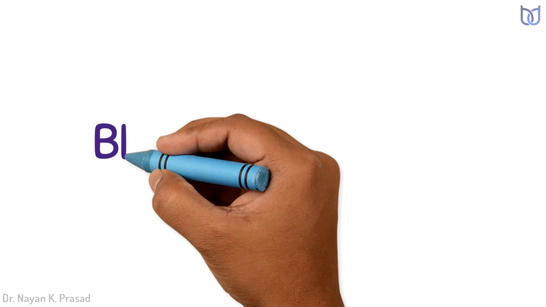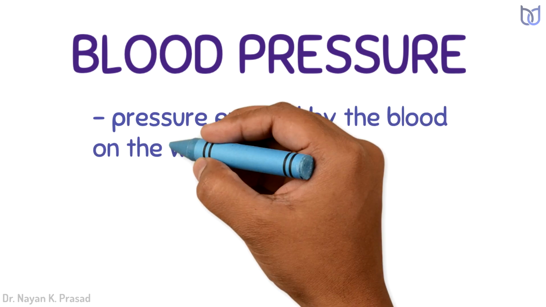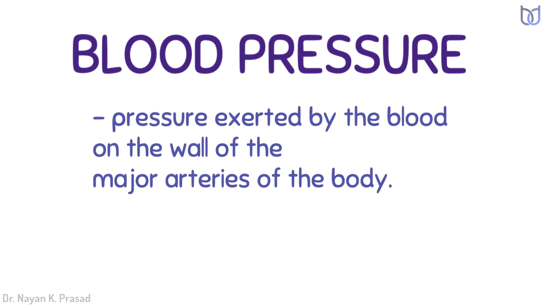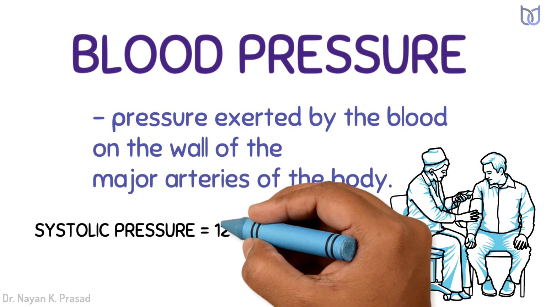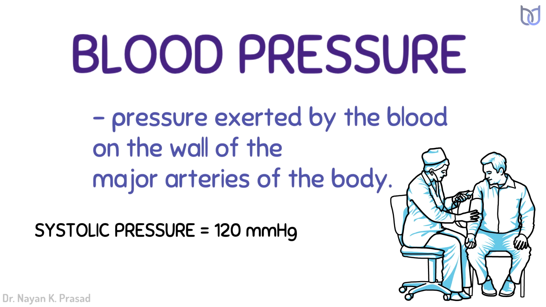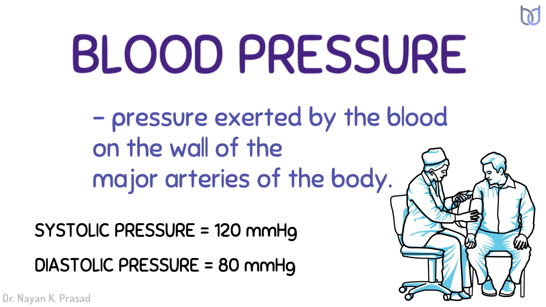Now let us talk about blood pressure. The blood pressure may be defined as the force or pressure exerted by the blood on the walls of the major arteries and the heart of the body. This pressure is higher during the contraction of the ventricles of the heart, and this is called systolic pressure, which forces the blood into the arteries. The blood pressure during diastolic phase of ventricles falls to its lowest level. This is called diastolic pressure, during which blood enters the heart.